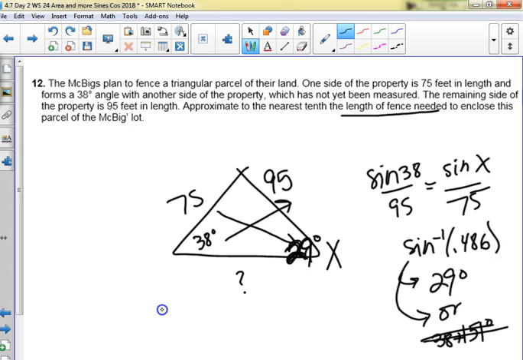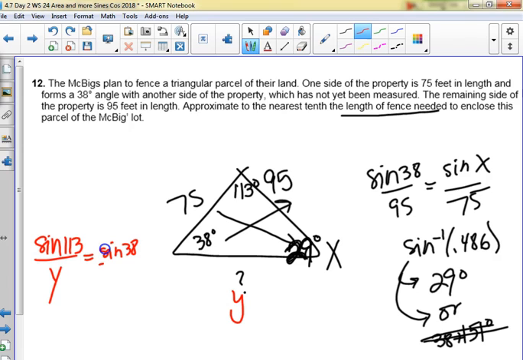Okay. So now if I do 180 minus 29 and 38, left up here is 113. Now, I could do law of sines or law of cosines to find the last side down here. I think I'll do sines real quick. I'll call that side y. So 95 times the sine of 113, close parenthesis, divided by the sine of 38. I got 142.